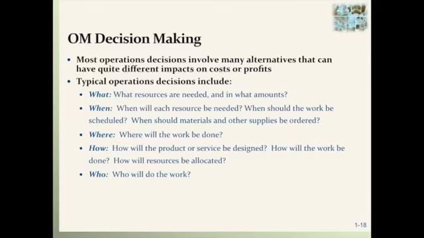So decision making. Decisions typically are what, when, where, how, and who. So what resources are needed and what amounts. When will each resource be needed, and when should the work be scheduled, and when should materials and other supplies be ordered. Where will the work be done? How will the product or service be designed? How will the work be done? And how will resources be allocated? And who will do the work? So those are all operations management decisions.